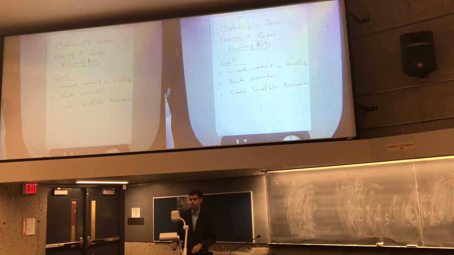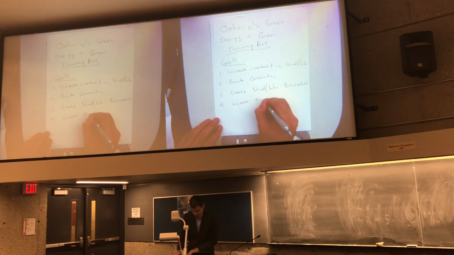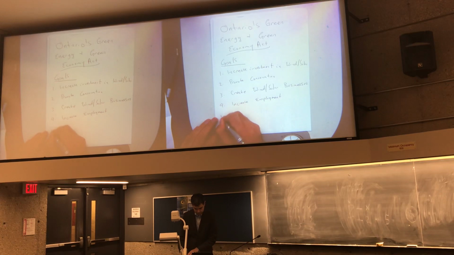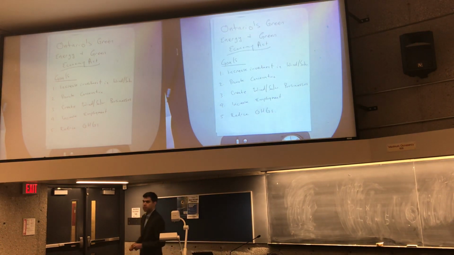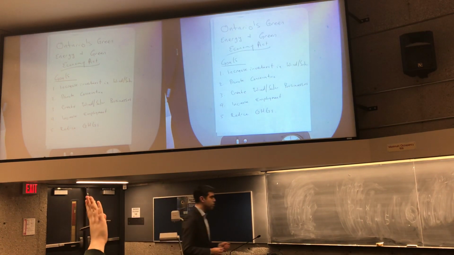This is 2009, there weren't that many, and they wanted to create more businesses. Fourth, they wanted to increase employment in these areas. And fifth, they wanted to reduce greenhouse gases. GHGs, greenhouse gases. We're going to be looking at these goals one by one.